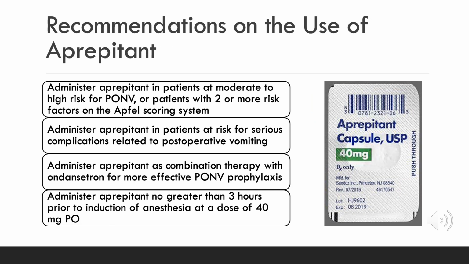The following are recommendations on the use of aprepitant based on the findings from the studies reviewed for this project. 1. Administer aprepitant in patients at moderate to high risk for PONV or patients with 2 or more risk factors on the Apfel scoring system. 2. Administer aprepitant in patients at risk for serious complications related to postoperative vomiting. 3. Administer aprepitant as combination therapy with ondansetron for more effective PONV prophylaxis. And 4. Administer aprepitant no greater than 3 hours prior to induction of anesthesia at a dose of 40 milligrams PO.